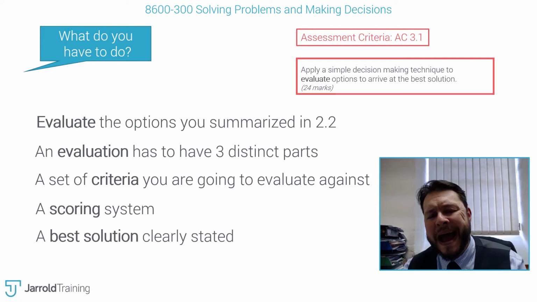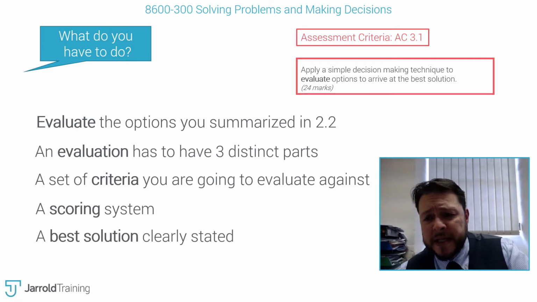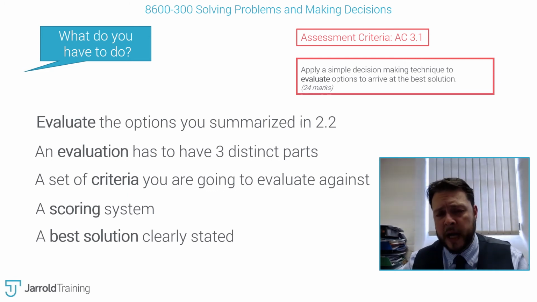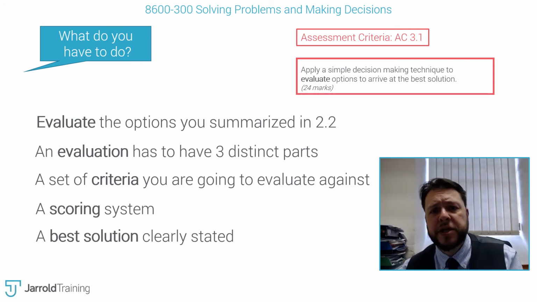And then you have to clearly state that best solution. This is what it says in the assessment criteria. You have to arrive at the best solution. It is not sufficient just to leave the information of the scoring and the criteria in a chart. I need you to say, therefore, the best solution is maybe option 4, because it's clearly justified by that evaluation.